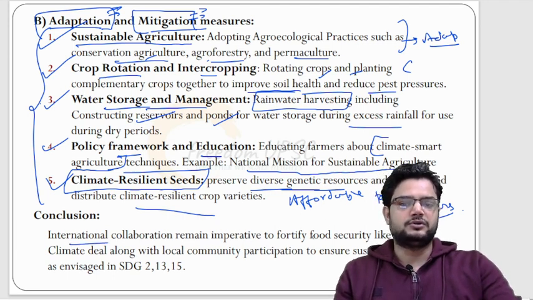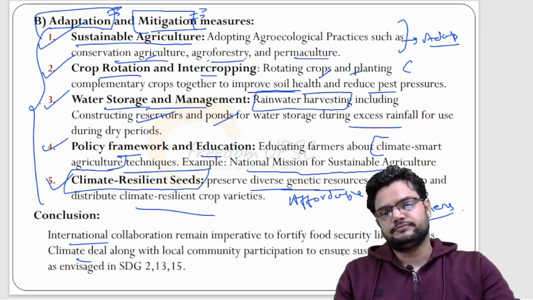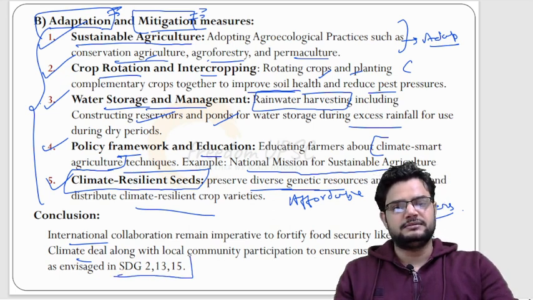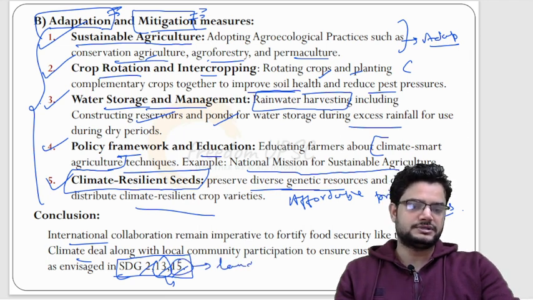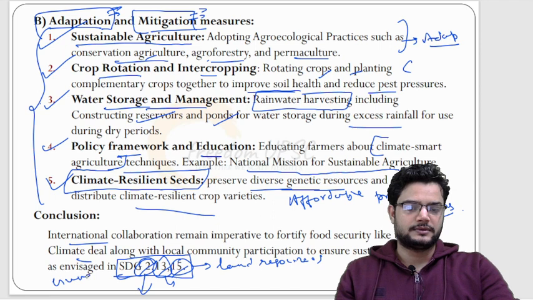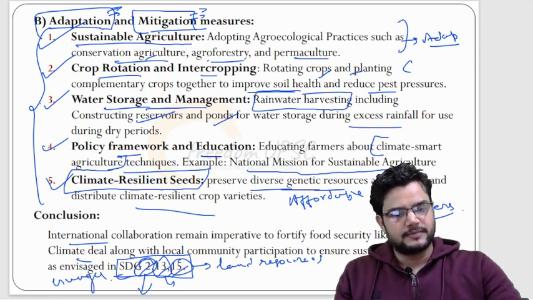International collaboration remains imperative to fortify food security, like the Paris Climate Deal, along with local community participation to ensure sustainable agriculture, as envisaged in Sustainable Development Goals 2, 13 and 15. So 13 is basically climate change, 15 is land resources, and 2 is reducing global hunger. So this is how you can end this answer.